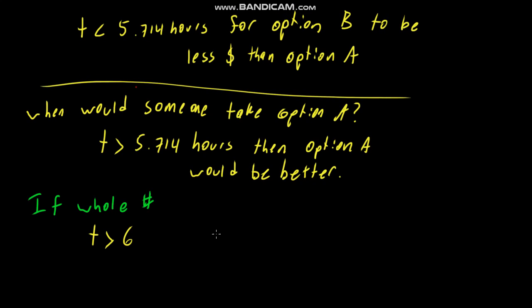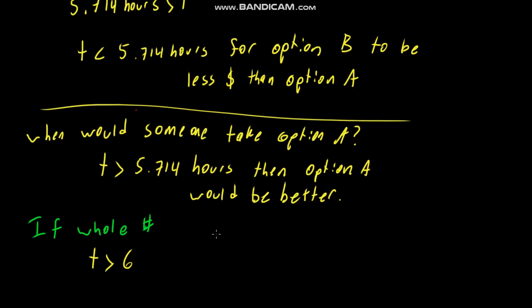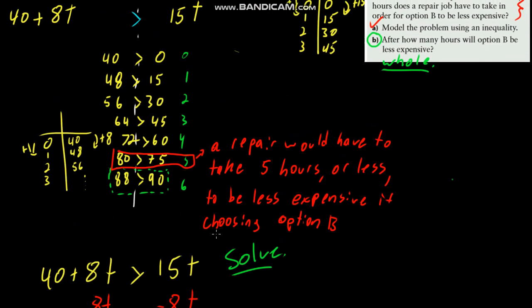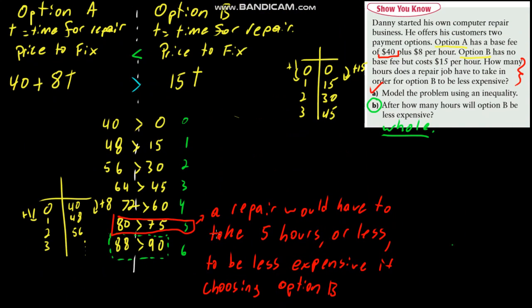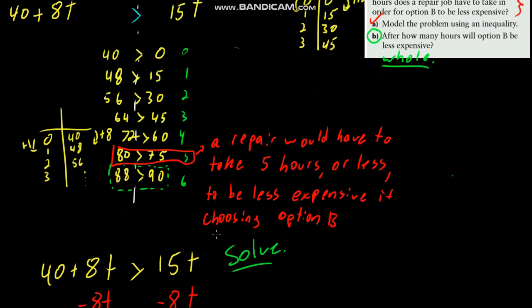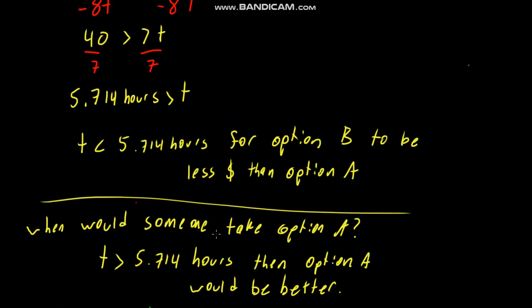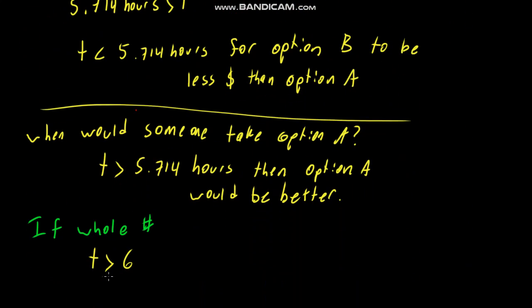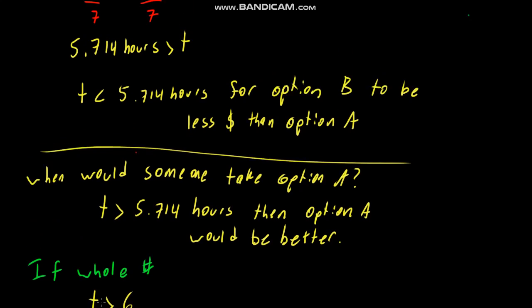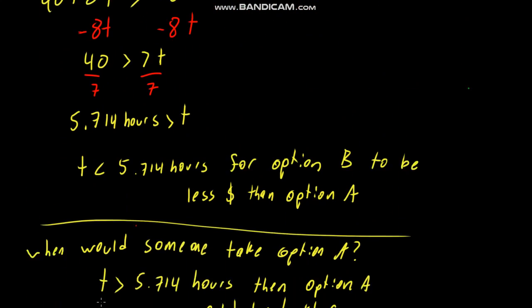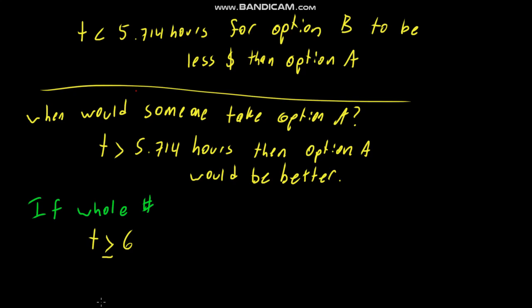It wouldn't make sense to say it would have to be larger than 5 hours, because if it was 5 hours, and we can only go in whole numbers, then technically at 5 hours it would still be option B that would be cheaper. But if we're going for whole numbers, then we would just say t is greater than or equal to 6 hours. And that would give us our absolute minimum case of 6 hours, where option A would be just slightly cheaper than option B. And then anything over that would be, of course, cheaper than option B as well.